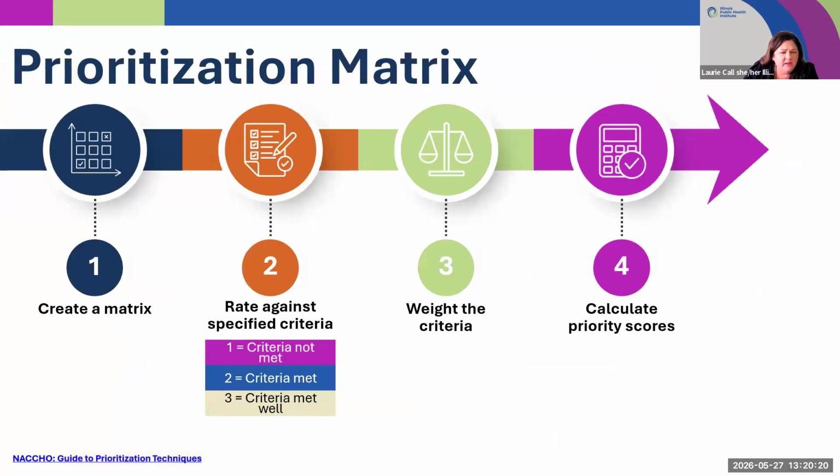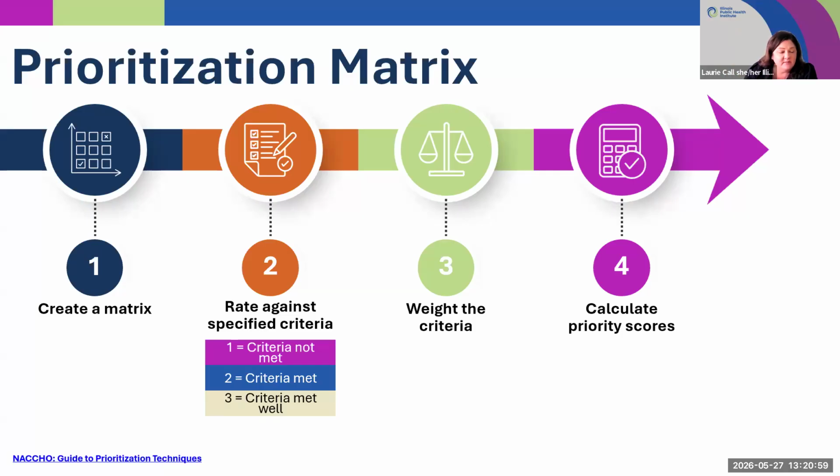All right. Another tool that is often used is a prioritization matrix, and this is ideal when considering a large amount of criteria, and provides a visual method for prioritizing. So you're going to create a matrix. So something in Excel would be perfect where you're having a table. You'll list all the health issues in the vertical and then all the criteria you want to consider across the top in different columns. You're going to rate against specified criteria using numbers.